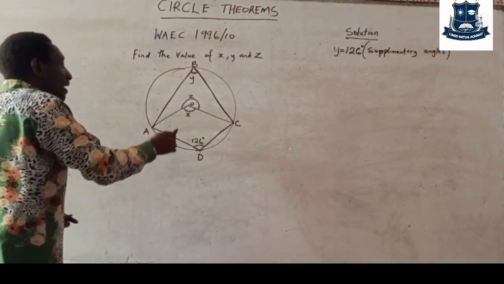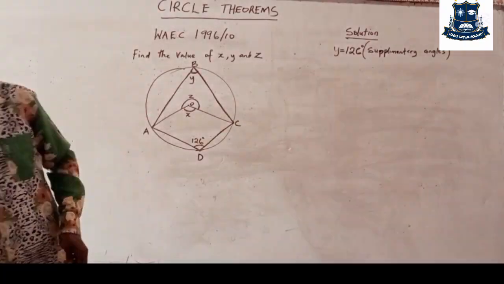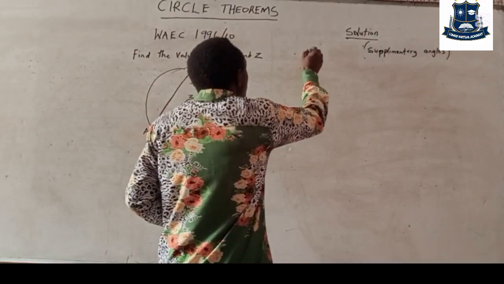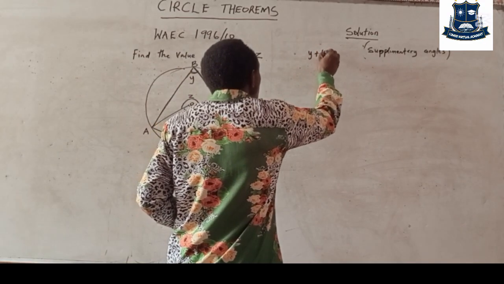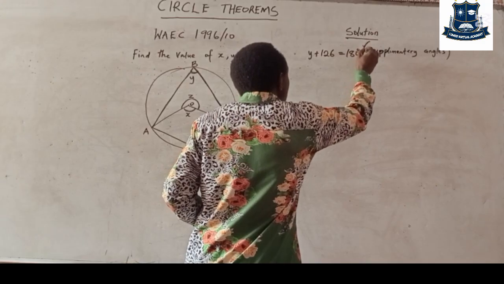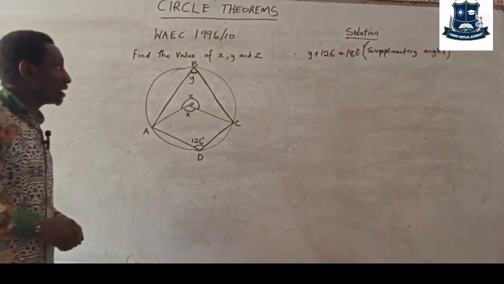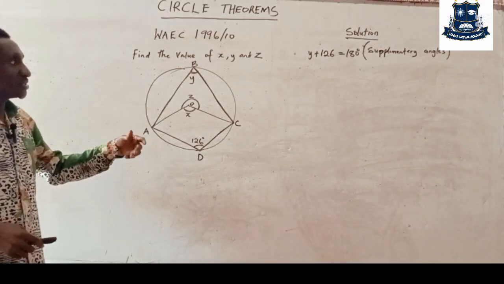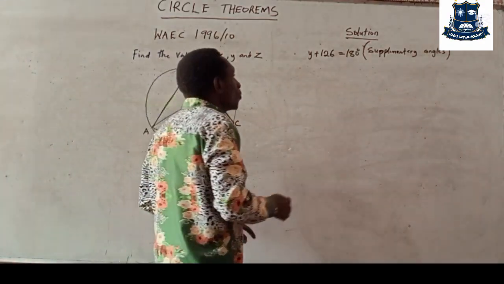So y plus 126 equals 180 degrees. Supplementary angles. Y plus 126 equals 180 because they are opposite angles of a cyclic quadrilateral. So I can find y using this.